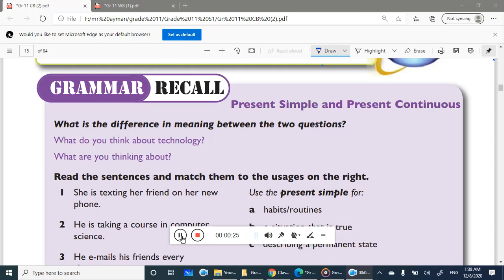Yes, let's go back. The question, what do you think about technology, means, what's your opinion of technology? This question refers to a permanent state or condition, not just right now, and is expressed by the use of the present simple. The second sentence, what are you thinking about, means, what are you thinking about at this moment? This question refers to an action or situation that is happening right now and is expressed by the use of the present continuous.